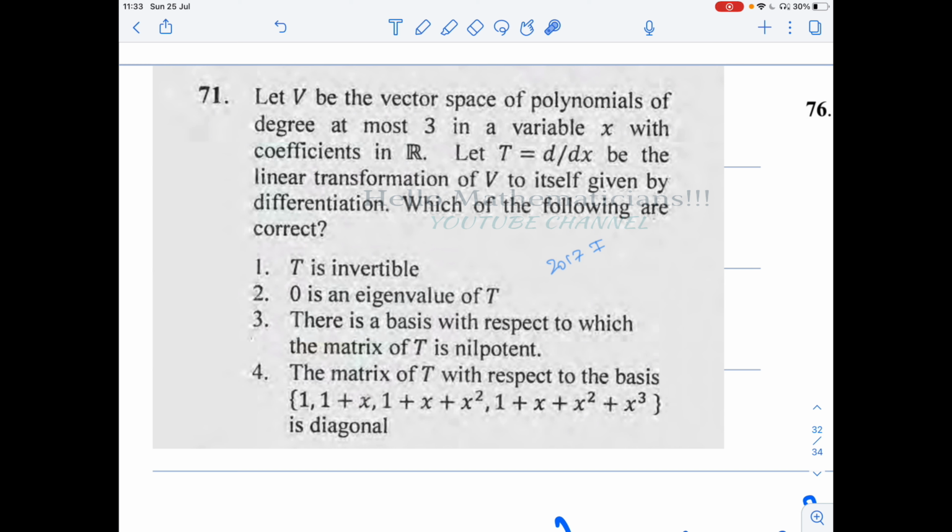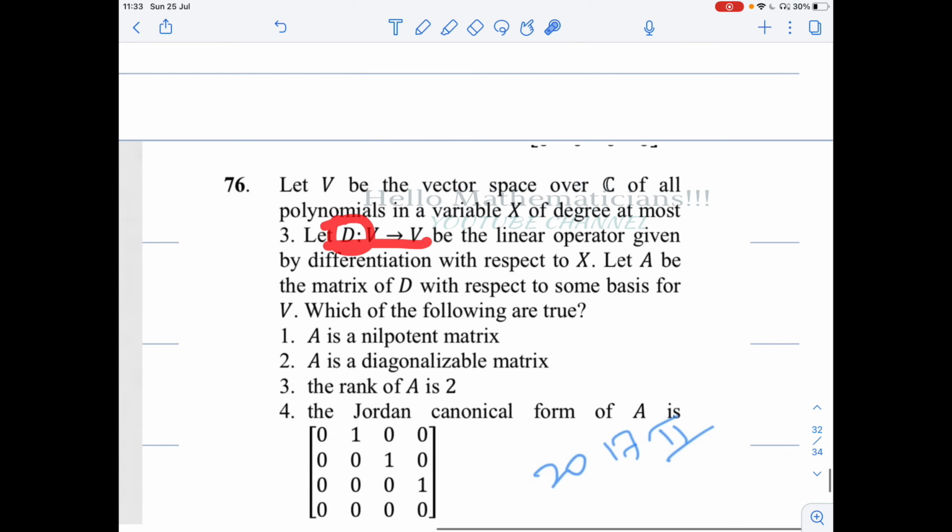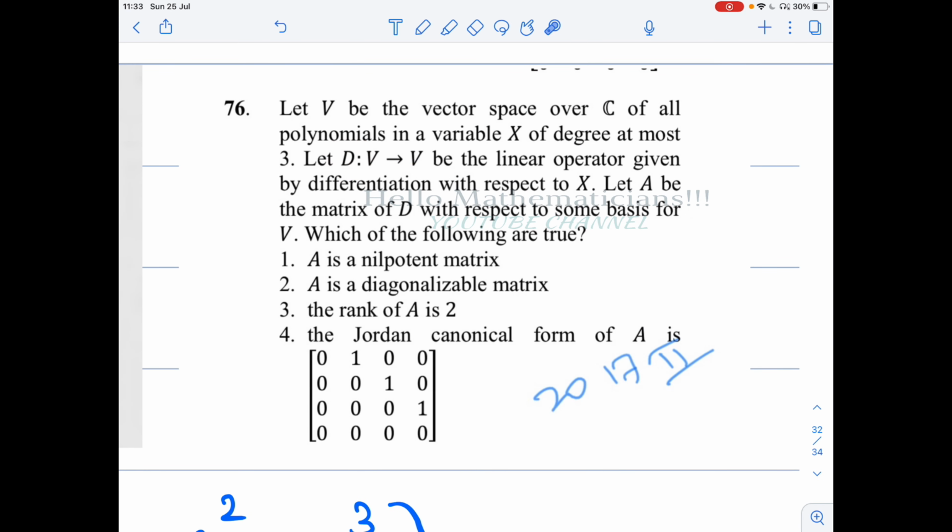Okay, or you can say that this matrix is similar to a diagonal matrix. That similar is a way of saying it is diagonalizable. So again, if you look at the 2017 December question, same operator, only the name D is given in terms of T, and so it is saying that if A is the matrix of this derivative transformation, it says that A is nilpotent, A is diagonalizable, rank of A is 2, the Jordan canonical form of A is this matrix. Okay, let's see how to approach this problem.